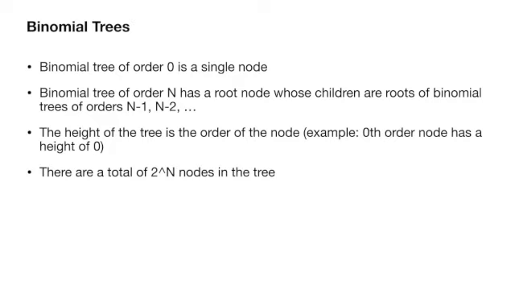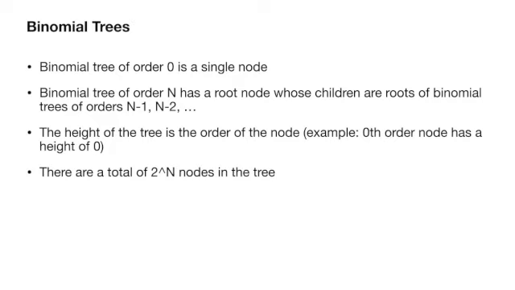To continue with binomial trees, the binomial tree of order 0 is a single node, and the binomial tree of order n has a root node whose children are roots of binomial trees of orders n-1, n-2, and that continues in a pattern down to 0. I'll cover that a little bit more in depth in the coming slides.